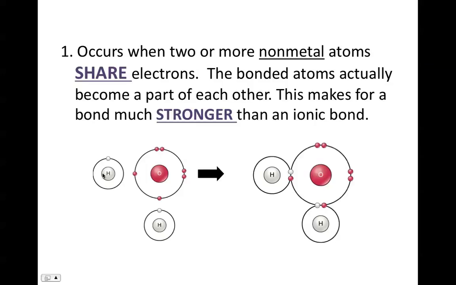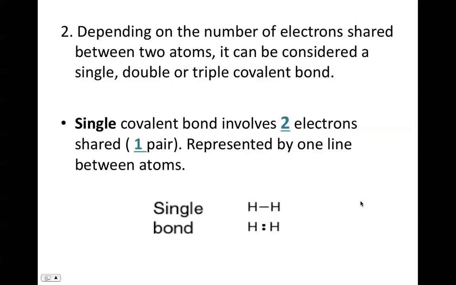So you can see here as individual atoms, they're then going to go ahead and each share an electron with the other atom in order to complete their octets and become more stable. Depending on the number of electrons shared between two atoms, we can consider a single, double, or triple covalent bond. Single covalent bonds involve exactly two electrons or one pair of electrons, so we represent it by a single line. So with H2, they share two electrons, so we represent that with a single line or single bond.